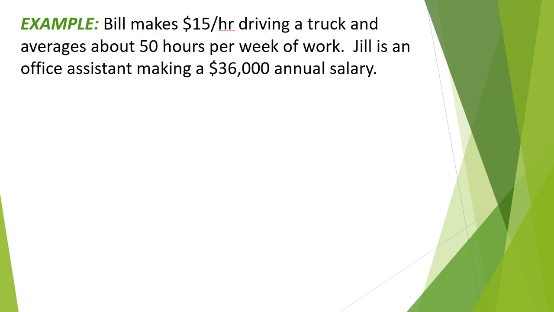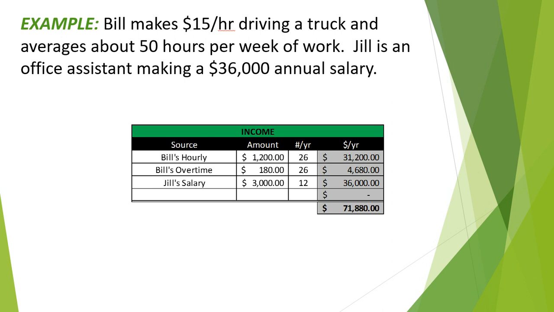Let's hit another one. Bill makes $15 an hour driving a truck, averages 50 hours a week. Jill is an office assistant making $36,000 a year. So here we just took two incomes and we combined them. So if you've got a family income with more than one person working, the same rules apply. Just do the same things and then add the separate lines for each person's income. So you've got the $1,200 a year for the hourly wage, and then you've got the overtime, which may or may not always be there.